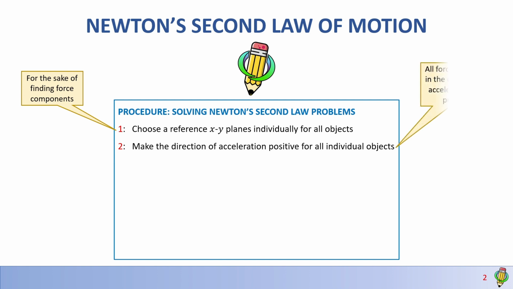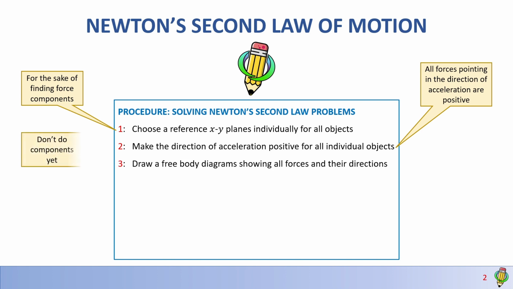Step 2. Make the direction of acceleration positive for all individual objects. So objects might be going in different directions. Make sure the direction that the acceleration is going in is actually the positive direction. This means all the forces pointing in that direction of acceleration are positive. All the forces going against that direction will be taken as negative.